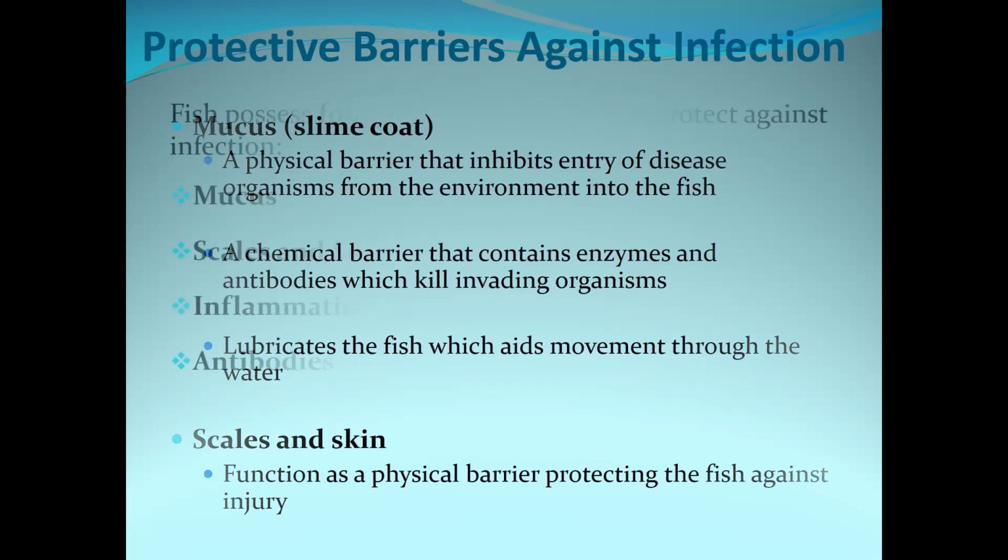So the first protective barrier is mucus, or a slime coat. Mucus is a physical barrier that inhibits entry of disease organisms from the environment to the fish. It is a chemical barrier that contains enzymes and antibodies which kill invading organisms. It lubricates the fish, which aids in movement through the water. Basically, mucus is a little slime coat. If you ever held a fish, there is a measure of sliminess to the fish.